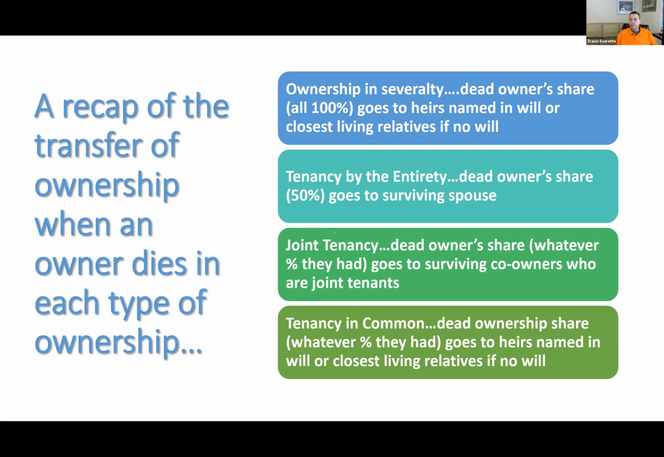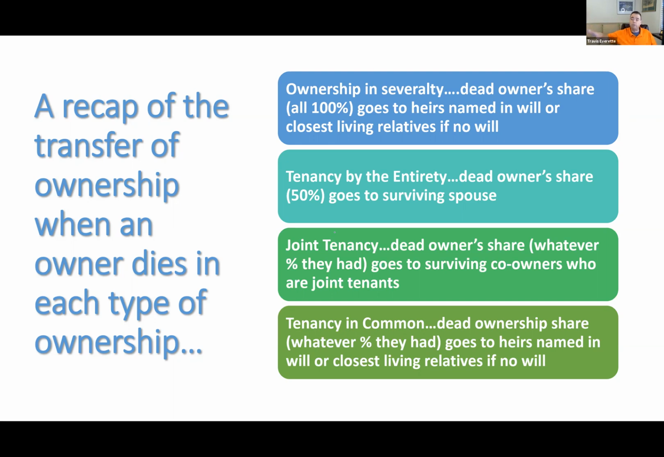Joint tenancy. It could be two or more owners. Do they have the right of survivorship if they're a joint tenant? Yes, we can assume. And so therefore, since they are joint tenants with the right of survivorship, when a joint tenant dies, what happens to their share? It goes to the other surviving joint tenants, not necessarily all the owners, because there may be some tenants in common sprinkled in there, right? And they don't get anything.